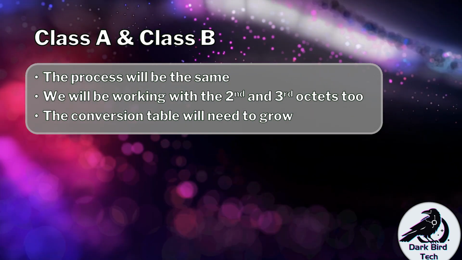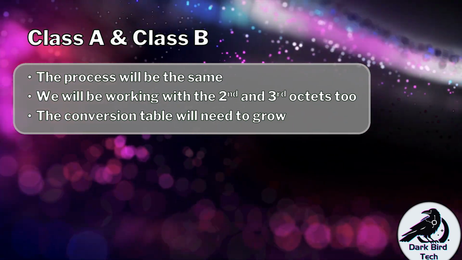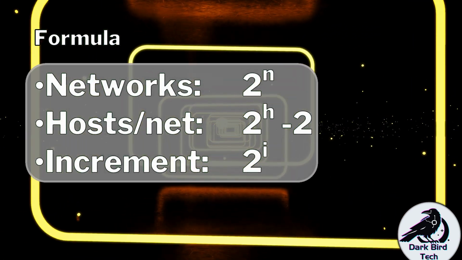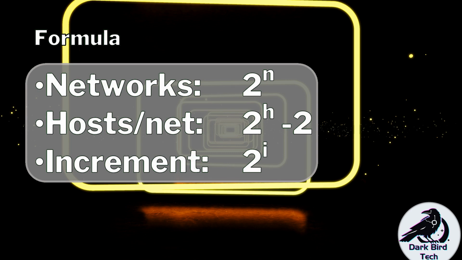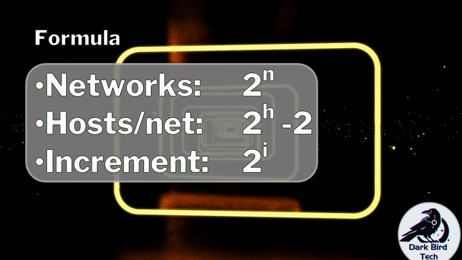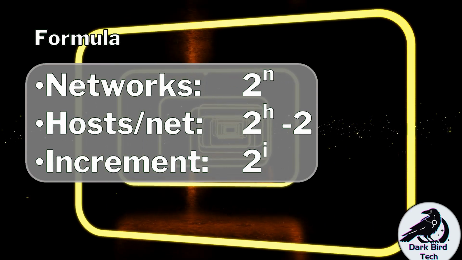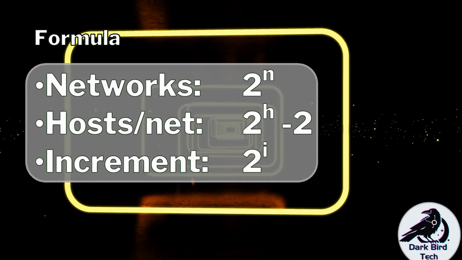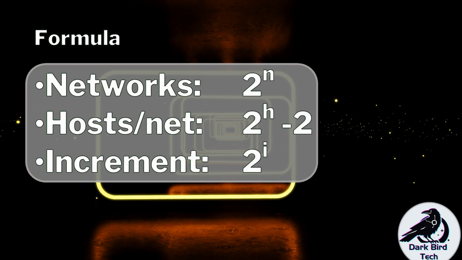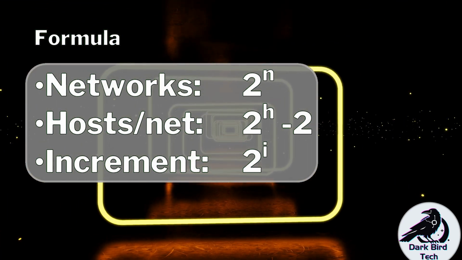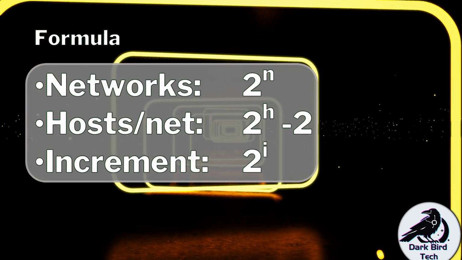Now, before we get stuck into the Class A and B, let's just revisit the formula from the previous video. The number of networks is going to be 2 to the power of n, where n is our new network bits that we're creating. The hosts will be 2 to the power of h, and whatever that is, we minus 2 because of that broadcast and network address we need to reserve. And the h bits will be all of the binary zeros left behind.